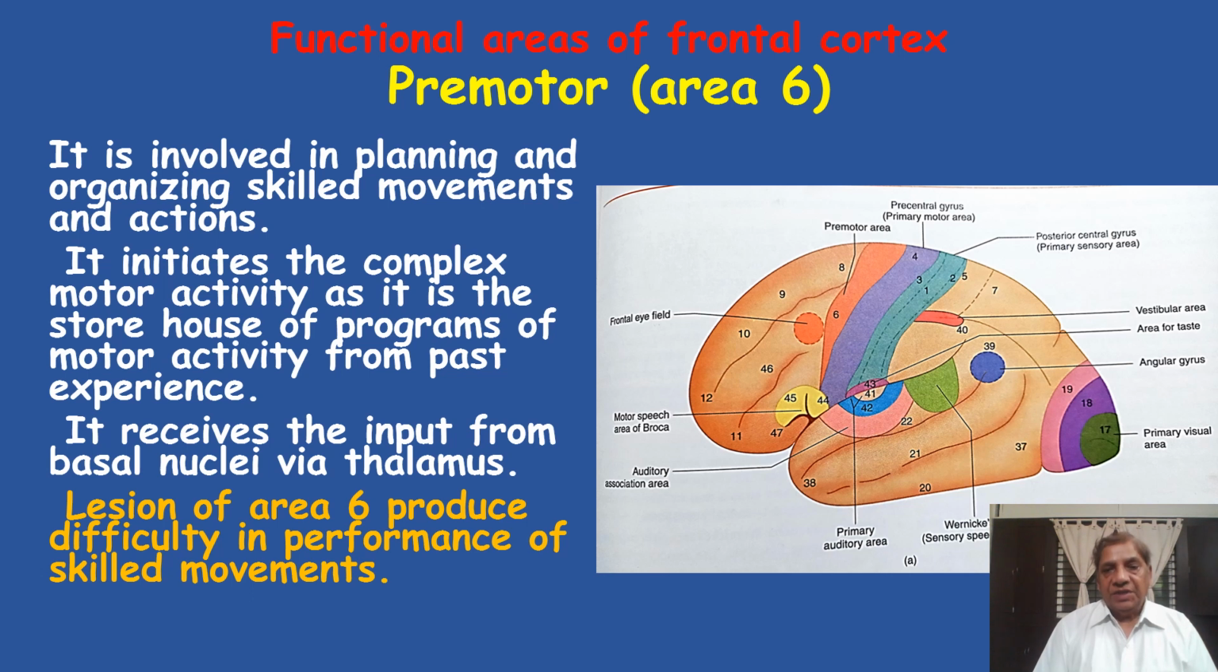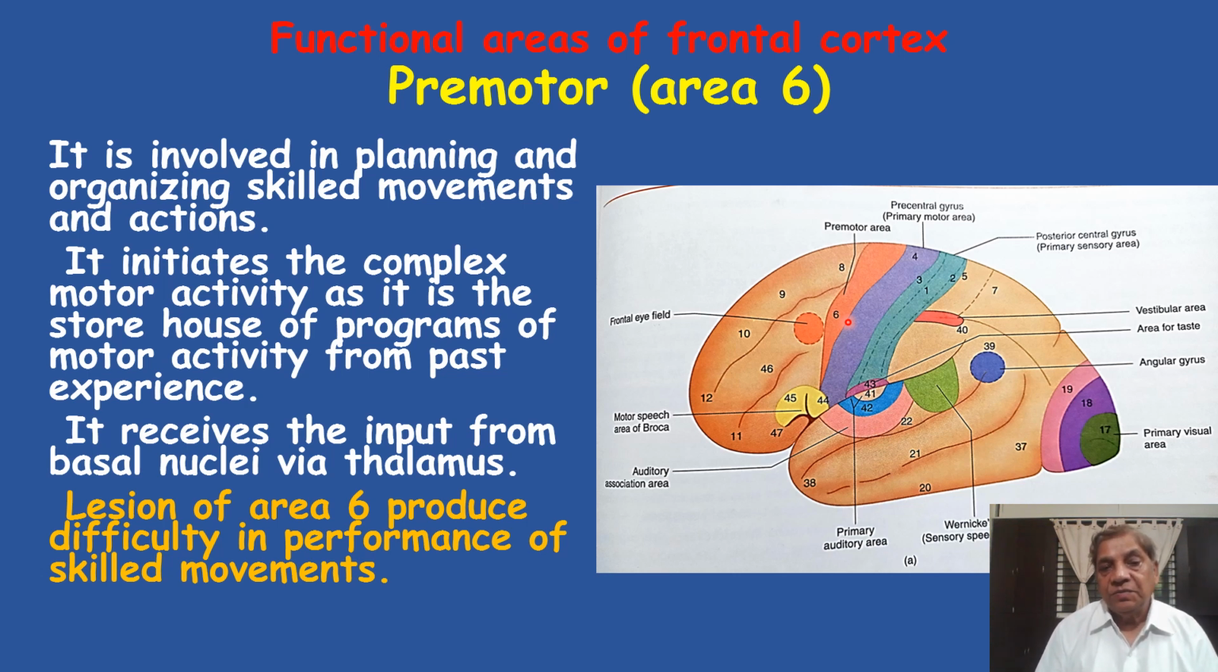Now let us come to the second area of the frontal lobe, what is called the premotor area, area number 6, and this is located here just in front of area number 4 on both surfaces, superolateral as well as the medial surface, where it is called the supplementary motor area. Now this area number 6 is broad near the superomedial border, but as you go lower down it becomes narrow. Now this is the area which is involved in planning and organizing skilled movement, and the various actions.